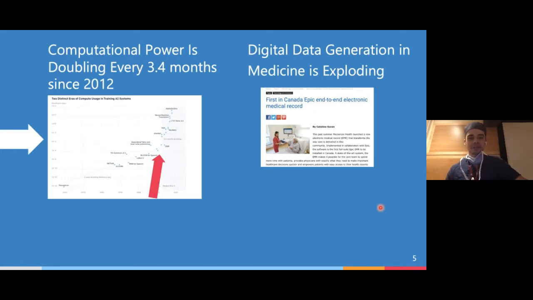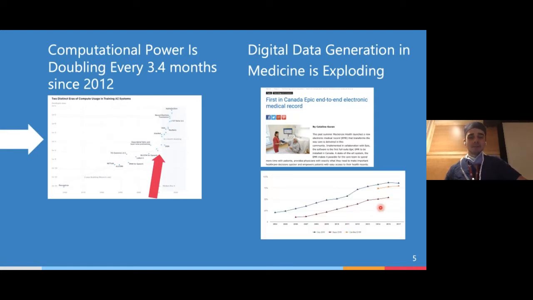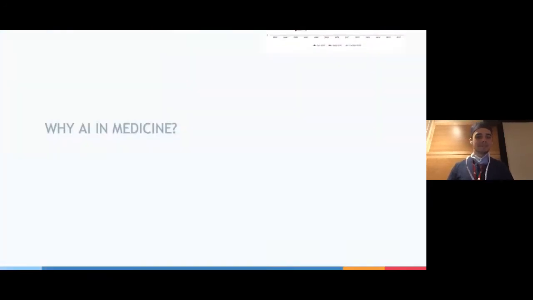This allows for digital notes creation. Also, labs were digital before that, imaging is all digital, and we're generating petabytes of data on a yearly basis in medicine. And just want to let you know that data is essentially the oil powering the AI revolution. You need digital data to train AI algorithms, and this has also exploded in parallel with the computational power. But why specifically in medicine?